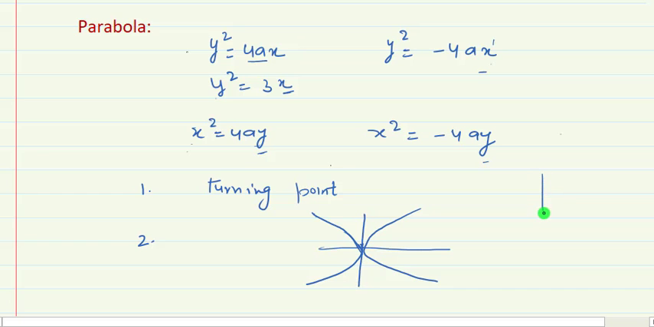Let me draw this. x square is equal to 4ay. So this is the curve which is x square is equal to 4ay. Similarly over here, this will be to the below side of the x-axis, means negative side of y-axis, x square is equal to minus 4ay. So identifying these simple parabolas, we can easily draw the curve, and the rest of the parabolas I'll discuss as they come up in the questions.